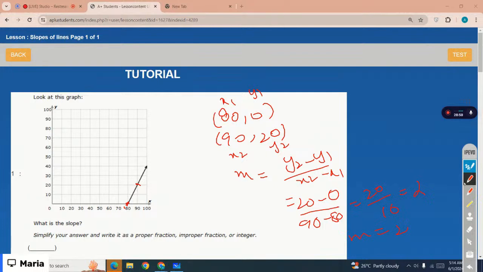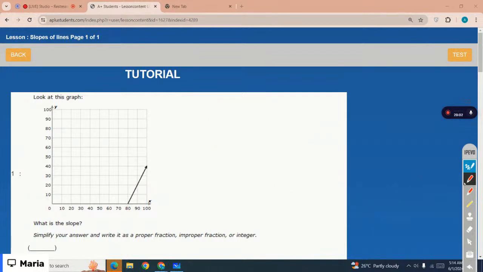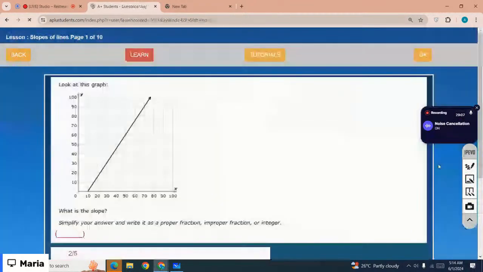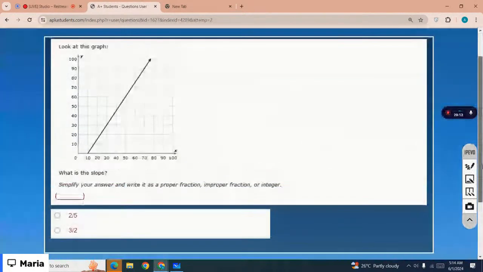Okay, let's just start with the practice questions. Look at this graph. What is the slope? You need to find the slope of the graph, right?